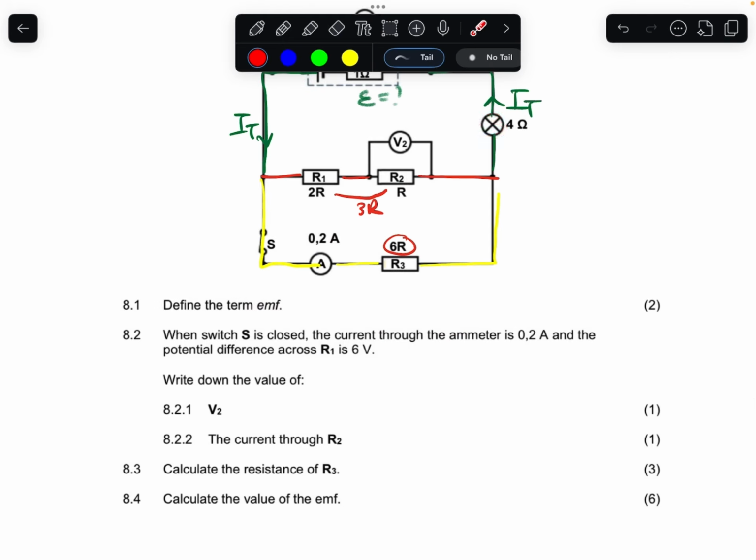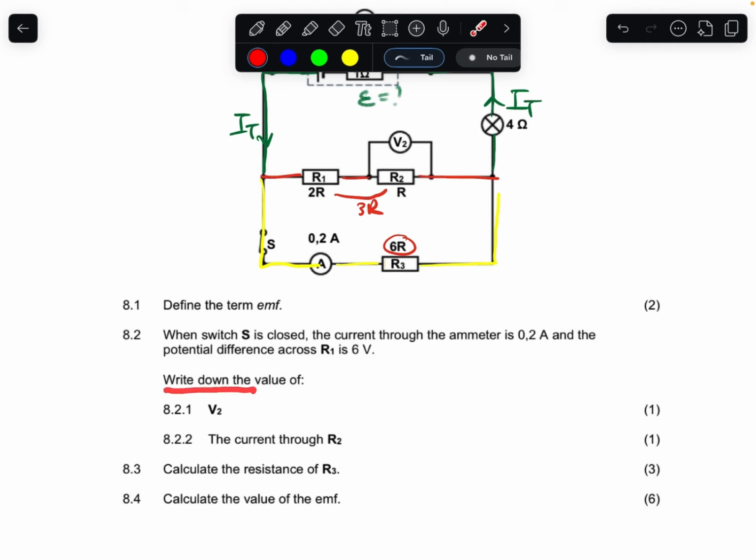Now, 8.1, it says define the term EMF. Again, guys, exam guideline. The EMF is the maximum energy provided by the battery per coulomb of charge passing through it. Maximum energy or total energy provided by the battery per unit charge passing through it. Use the exam guideline. 8.2, it says when switch S is closed, the current through the ammeter is 0.2 and the potential difference across R1 is 6 V, right?